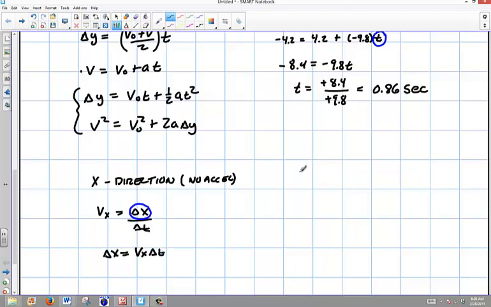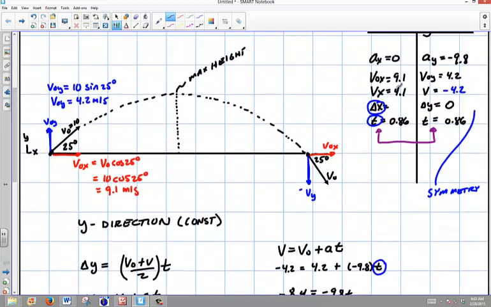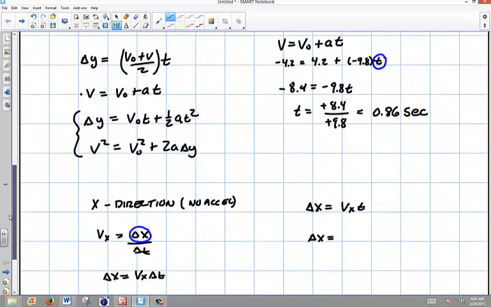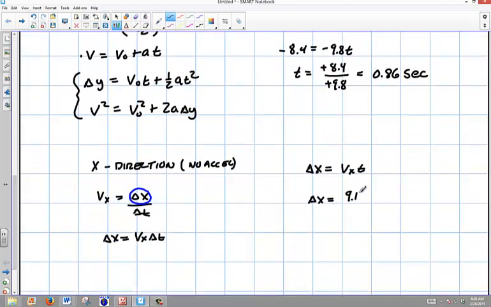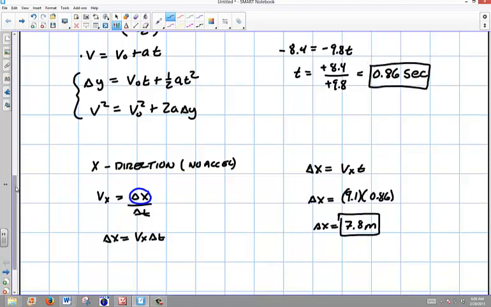So we'll just do it over here. Delta x is going to be Vx times the time. So delta x is going to be 9.1, which is my v in the x, times the time, which is 0.86 seconds. So that's going to give me a total range of 7.8 meters. Okay, so that's my range there. So 7.8 meters is the range. 0.86 seconds was the time.